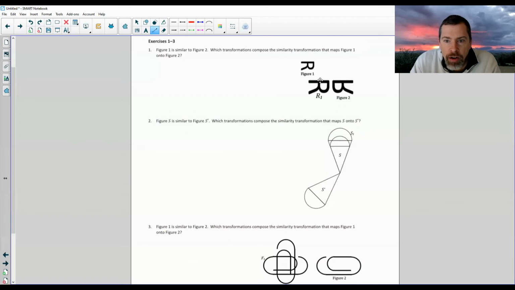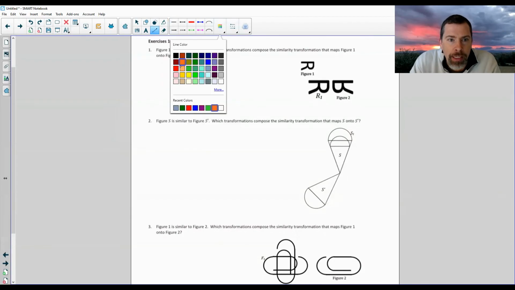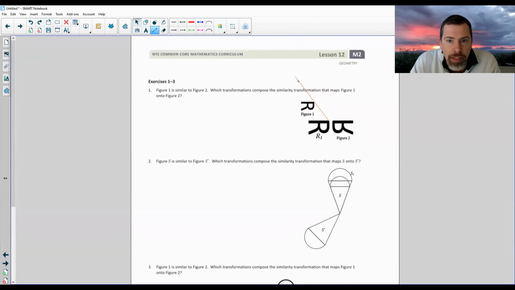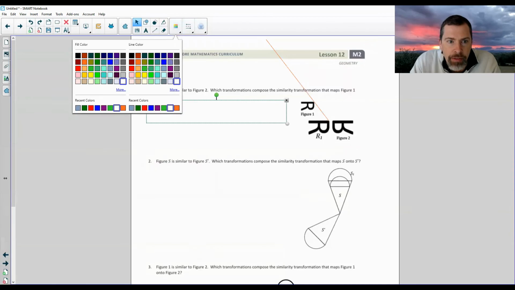If I look at R to R1, that is definitely a dilation. This is bigger than this. So if I show my lines from, say, the corner here through the corner here, and let me scroll up, I might need to make that a little longer. We're taking the top right corner of the R and going like so. And then we're going to do it again.